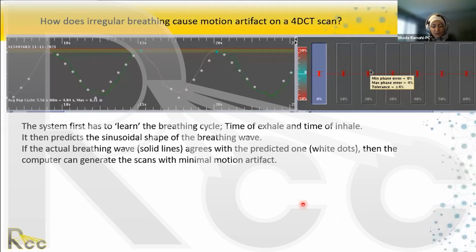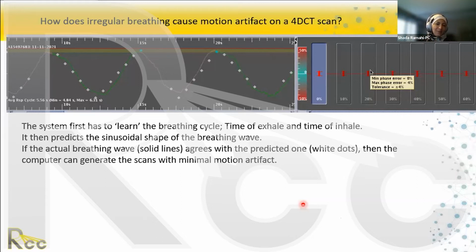So think about it this way. You're capturing the movement, the breathing movement of the patient. There is a moment where the computer is learning the cycle, the magnitude and the phases. This is pure mathematics, right? It's a sinusoidal wave. And I just happen to choose a perfect patient.